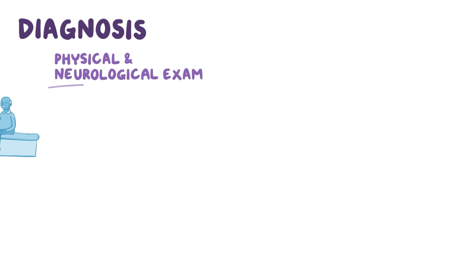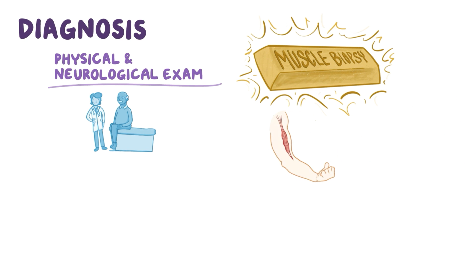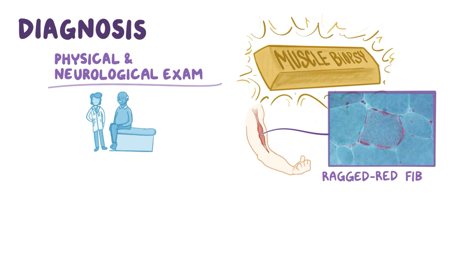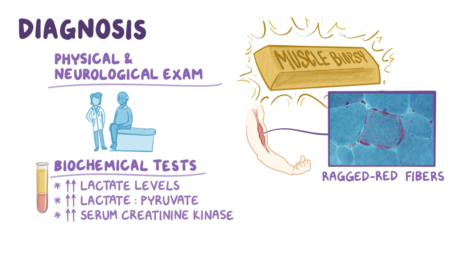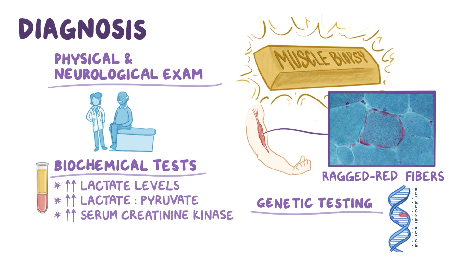Diagnosis begins with a physical and neurological examination to rule out central nervous system involvement. A muscle biopsy is the gold standard test. It shows the characteristic ragged red fibers, which are caused by compensatory proliferation of abnormal mitochondria. In addition, biochemical tests can be done to look for elevated blood lactate levels, high blood lactate to pyruvate ratio, and elevated serum creatine kinase. And genetic testing can be done to look for mutations in mitochondrial or nuclear DNA.